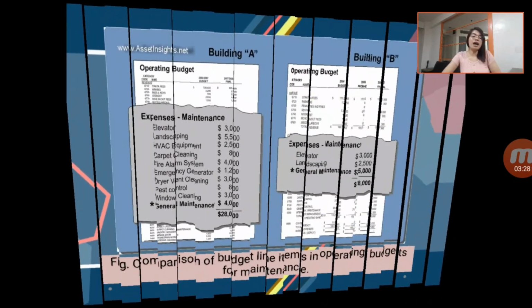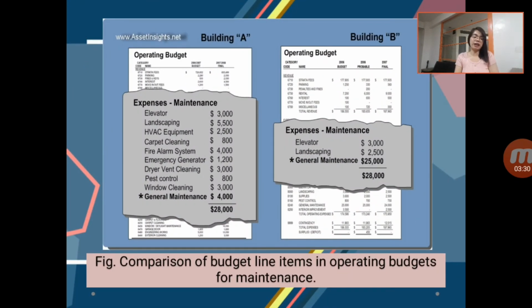Okay, next one is a comparison of budget line items in operating budgets for maintenance. This one is extracted from an operating budget, but they focus more on the maintenance budget which they projected here. So from building A, as you can notice, mas madami yung included sa budget niya or sa expenses niya compared to building B, which is tatlo lang. But the total amount of the expenses or the budget is the same amount. Nakita niyo yung difference? Mas madami si building A kaysa kay building B, pero pareho sila ng amount. Okay?